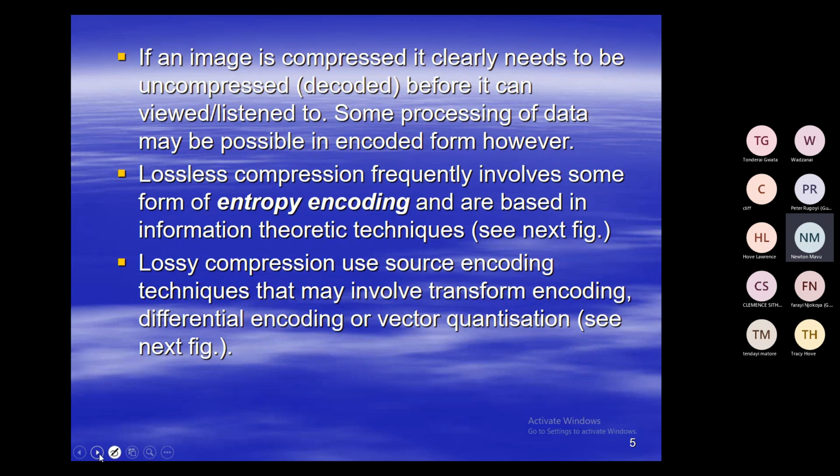Now, if an image is compressed, it clearly needs to be uncompressed. To be compressed is to be coded, to be uncompressed is to be decoded, before it can be viewed or listened to. So when we store an image or send an image or a video over the network, right now, as I'm speaking, the video is being compressed on my machine and sent to you. When it arrives on your machine, it is being decompressed. When it is decompressed, you can now consume it.